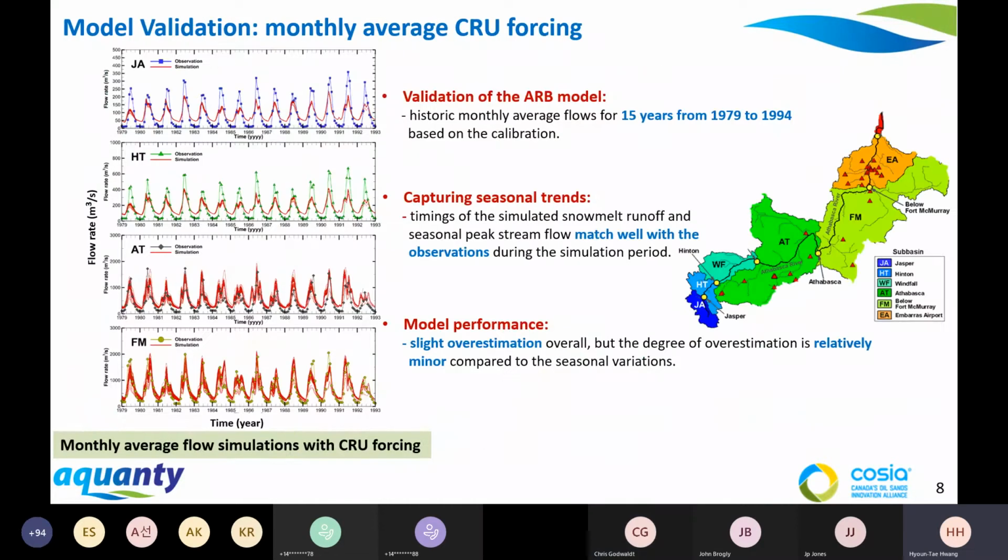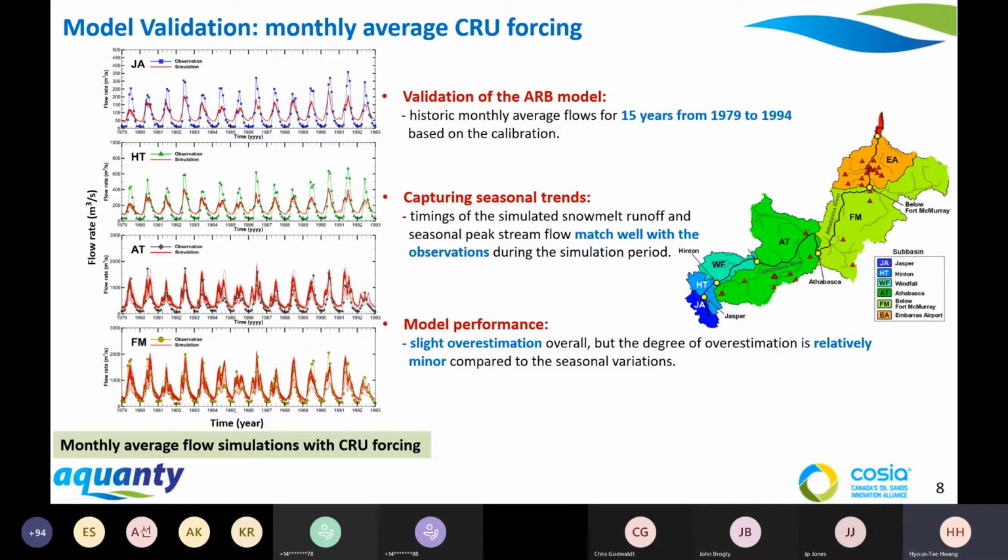And once calibration was done, we performed model validation to confirm the ARB model really works well for climate conditions and seasonal variations. So here we compare observation, which is represented by symbols, and simulation result, which is represented by the red line. As you can see, the left four figures are from upstream: Jasper, Hinton, Athabasca, and Fort McMurray.